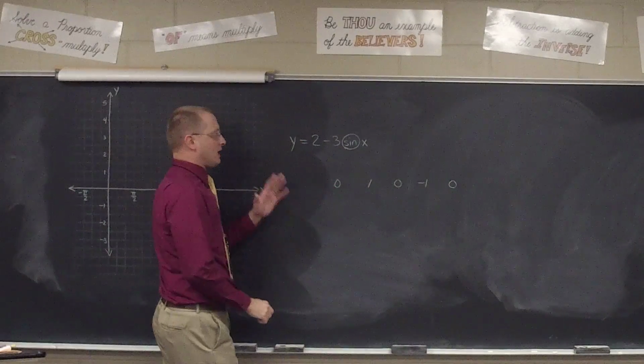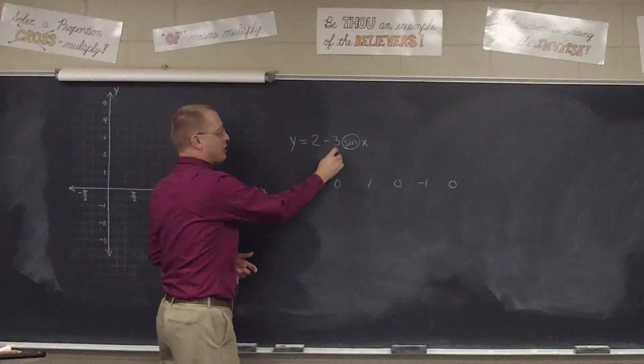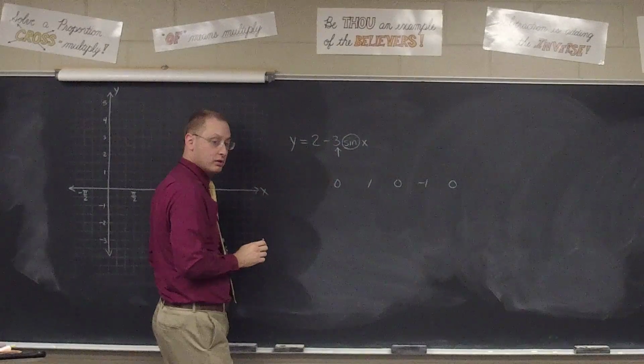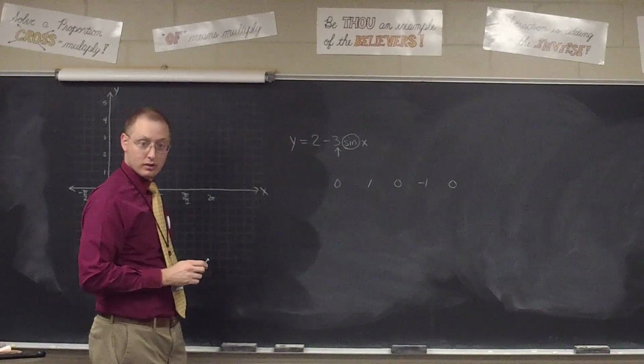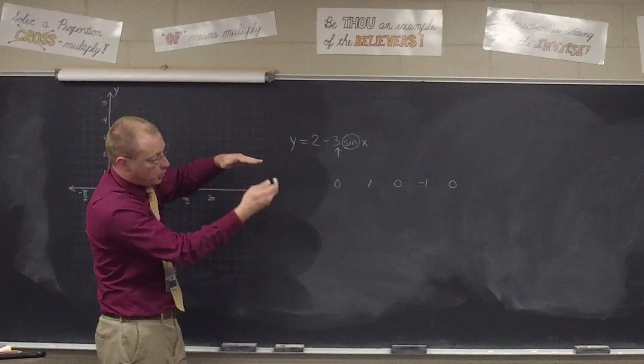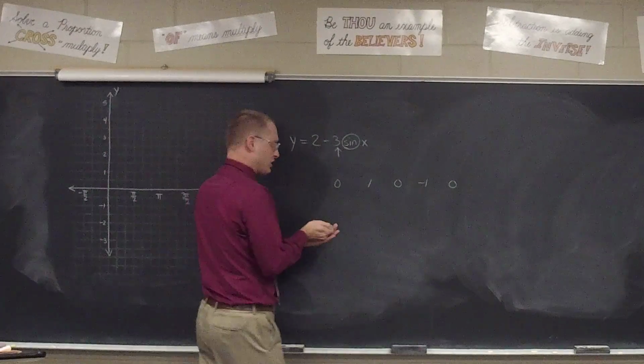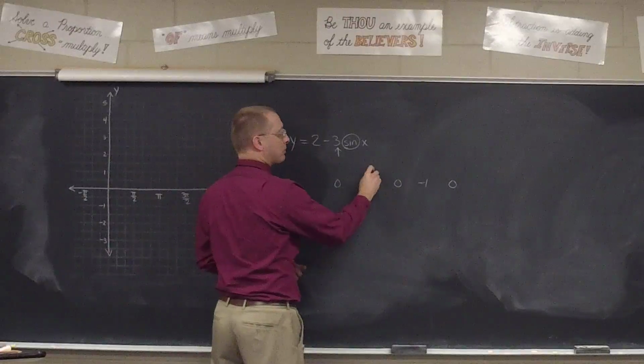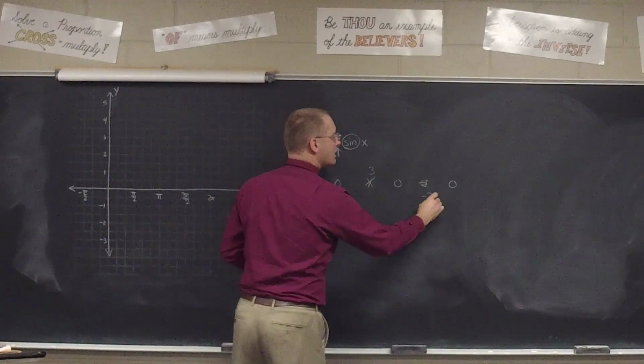Then I look and I see, okay, I notice there's a 3 right here. What does that do? Amplitude. It's the amplitude. It's going to stretch everything. So instead of only going up to 1 and only going down to -1, instead it's going to go all the way up to 3 and down to -3.